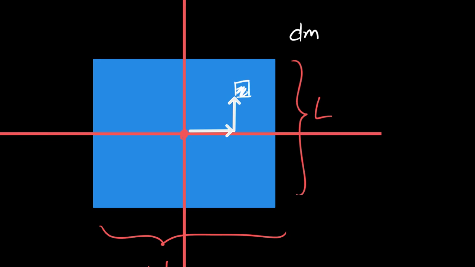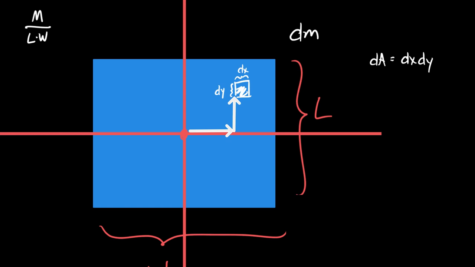I have set up what my dm is. I'm going to say that this little distance is dy and this little distance is dx, and my area will be dx dy. That looks good. The entire mass is m, and the entire area is L times W.